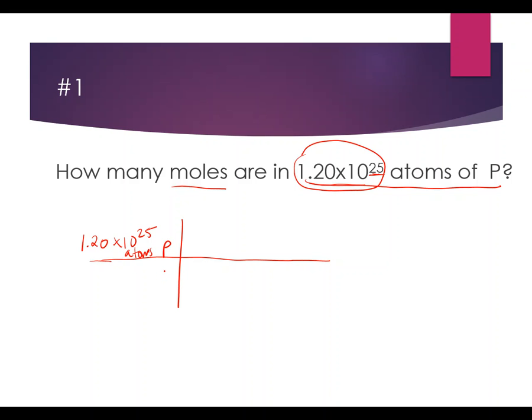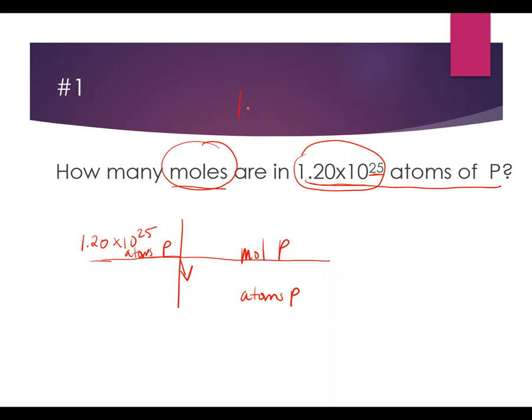Now, who remembers what we do with our unit at this point? What are we going to do? Where does it go? Does it go up here, or does it go down there? How do we get rid of atoms? We want to put it down here. Yes, we diagonal down the atoms of phosphorus because we want moles of phosphorus. So moles has got to go on the top because we're going to cancel out the atoms.